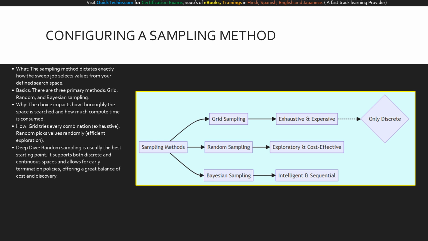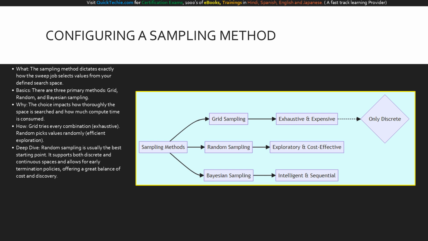This is controlled by the sampling method. What is it? It's the mathematical logic governing the selection process. The basics give us three primary options: grid, random, and Bayesian. Why does your choice here matter? Because it dictates the trade-off between absolute thoroughness and your cloud compute bill. How do they differ? Grid sampling is exhaustive. It tries every single possible combination. It is highly accurate, but terribly expensive and only works on discrete values.